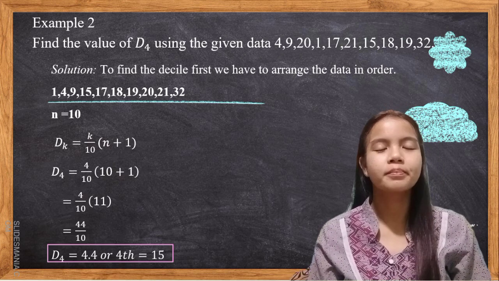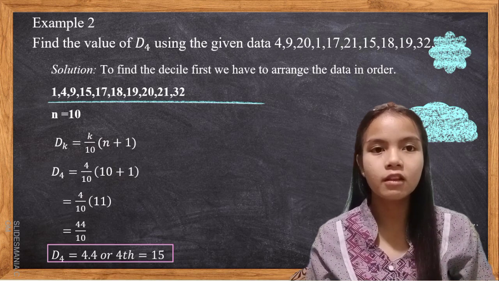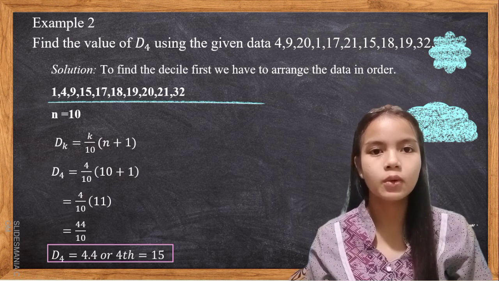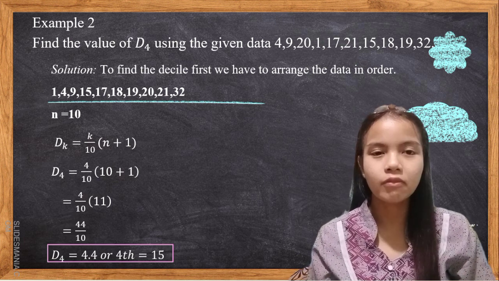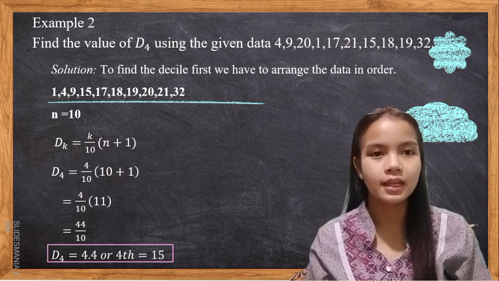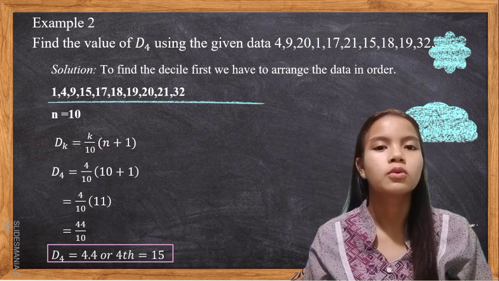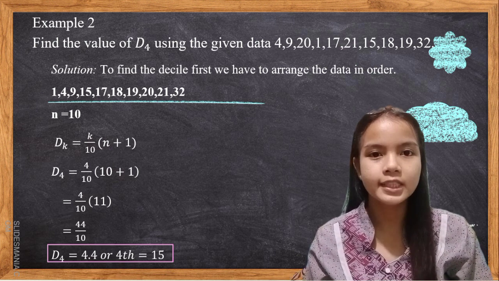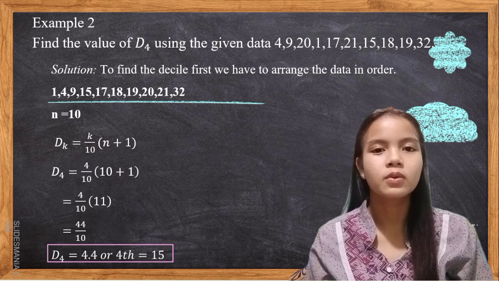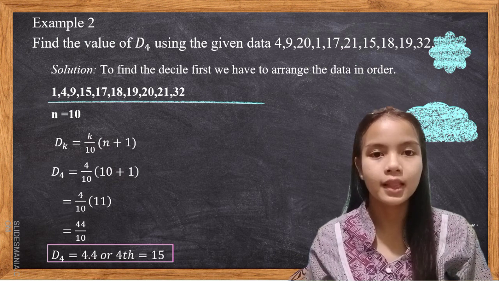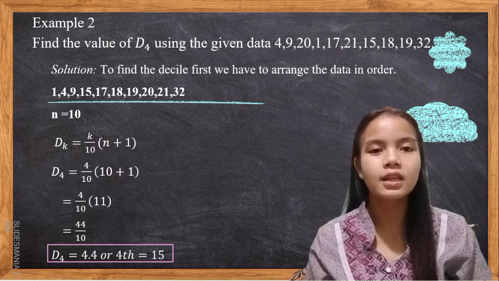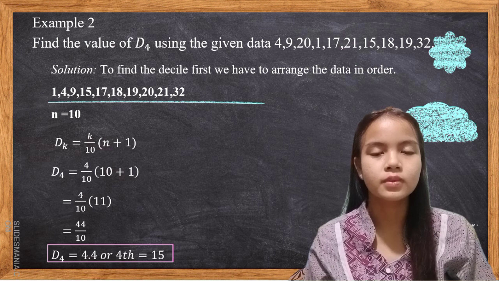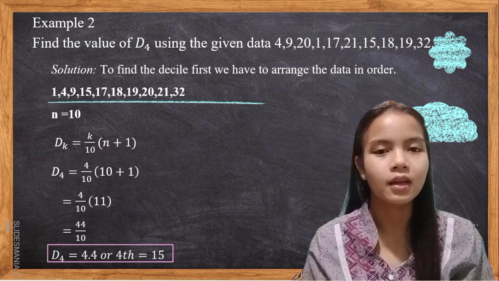For the last example, find the value of decile 4 using the given data: 4, 9, 20, 1, 17, 21, 15, 18, 19, and 32. Again, to find the decile, we need to arrange the data in order. So it will become 1, 4, 9, 15, 17, 18, 19, 20, 21, and 32. So n is equal to 10.